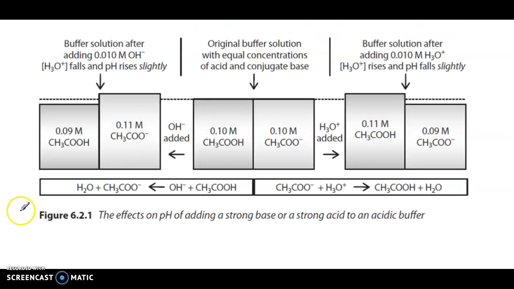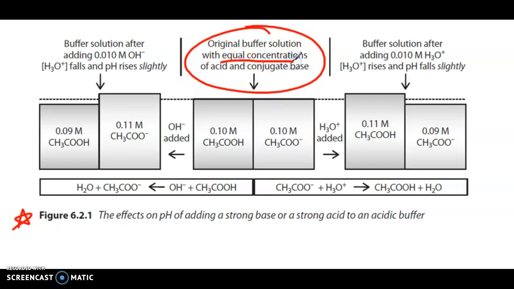So this is just a nice little summary picture that's in your work text. This center picture is the original buffer, where you have equal concentrations of reactant and product with a ratio being 1. If you add in a strong acid, you end up having more of the acid in comparison to the conjugate base. If you add in a strong base, you're reacting with the hydronium, so you're going to end up having more acetate, or more conjugate base, in comparison to the weak acid.